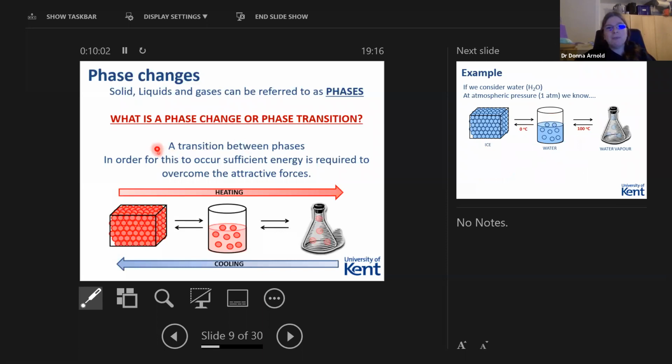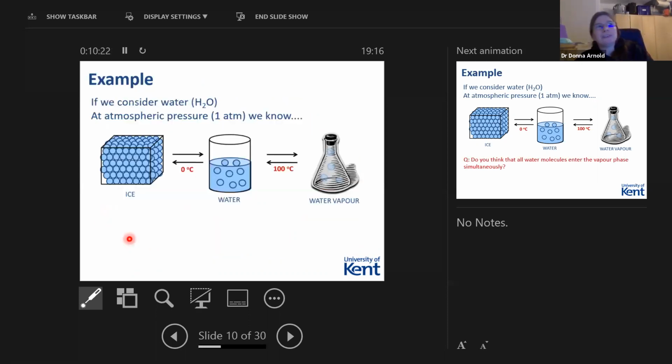So if we look at something like our solid, we know that if we heat a solid, it turns into a liquid. And we know if we heat it some more, it turns into a gas. And if we go back the other way, we can take our gas to our liquid, to our solid again. And of course, a good example of this that everybody knows is water, H2O. If we take our ice at 0 degrees C, we melt to form water, and at 100 degrees C, we boil to form water vapor. And what we need to remember is that this occurs at atmospheric pressure. This is 1 atmosphere.